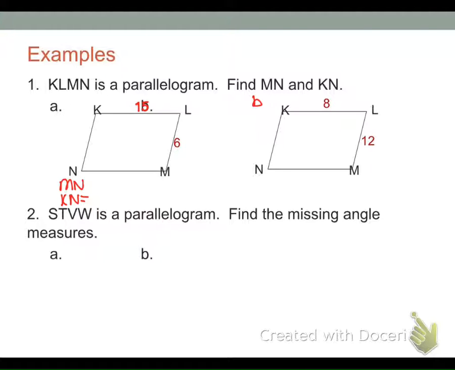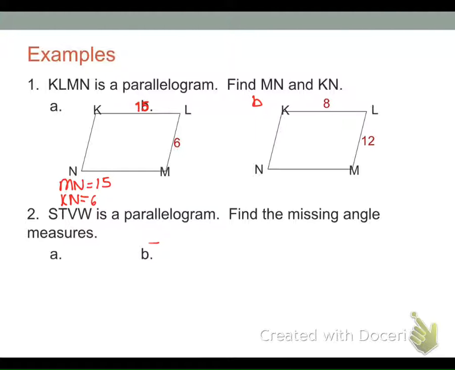LM. If they're congruent, it means the same measure. So we know that KN has to also be 6. Okay, we want MN next. We know the side opposite of it is congruent to it. What is the length there? 15. Nice job.